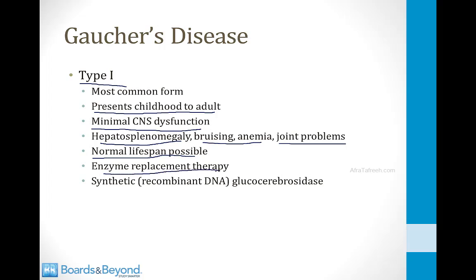Certain drug companies manufacture synthetic recombinant DNA versions of the missing enzyme glucocerebrosidase. As a result, people with this condition can take this replacement enzyme and they can potentially have relief from many of the symptoms and lead a normal lifespan.